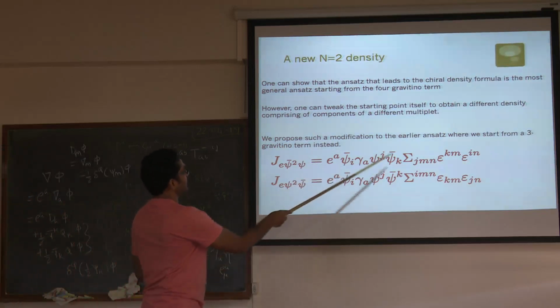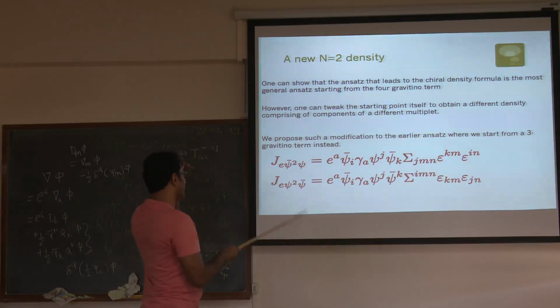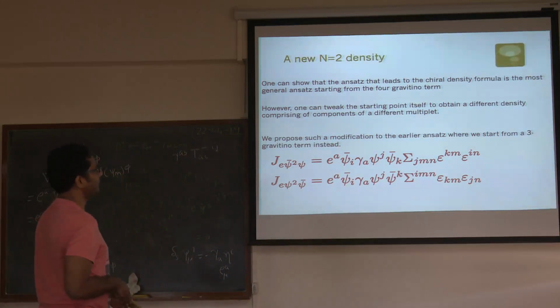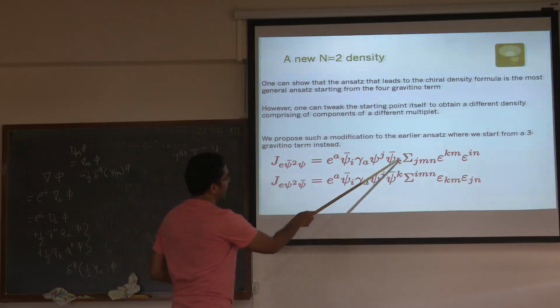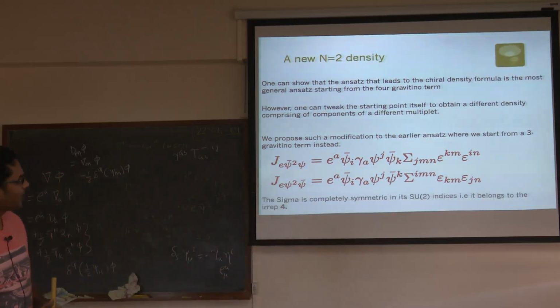Okay, so this is my ansatz. This is just the Hermitian conjugate of this. Okay, so here I have 2 right-handed gravitino and 1 left-handed gravitino, and the Hermitian conjugate is opposite. I have 2 left-handed gravitino and 1 right-handed gravitino, and this block sigma ijk that I have defined here is completely symmetric in its SU2 index, which means that it belongs to the irrep 4 of SU2.